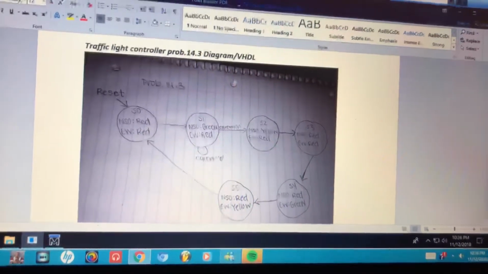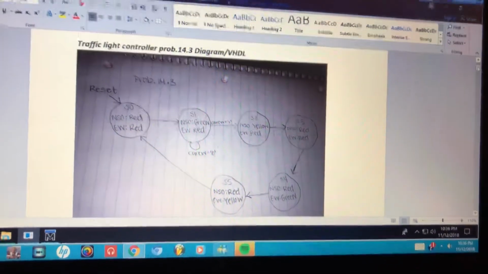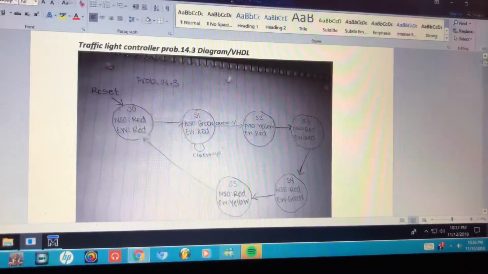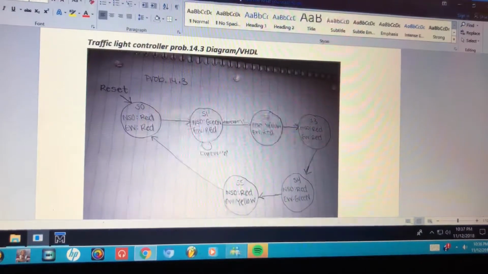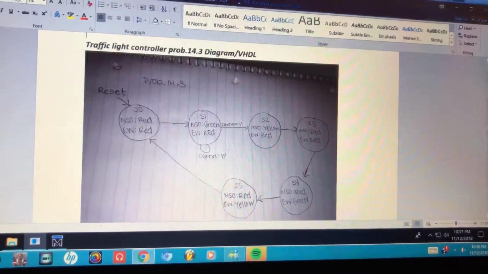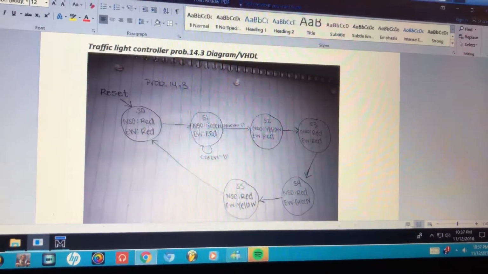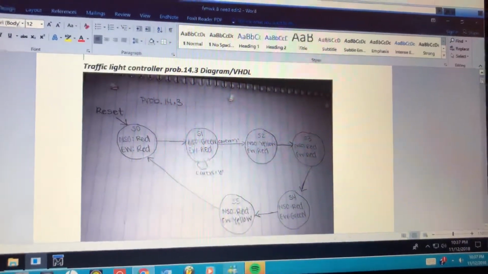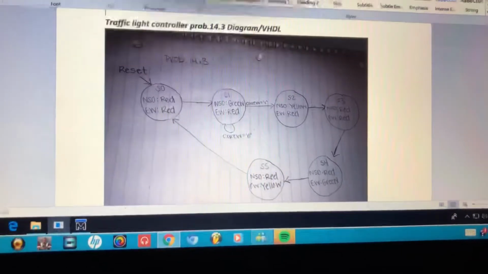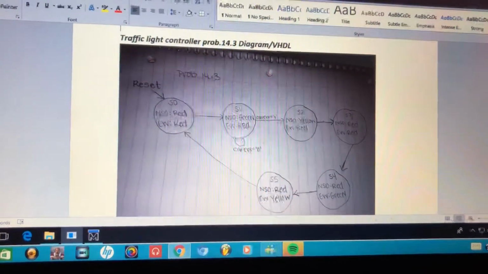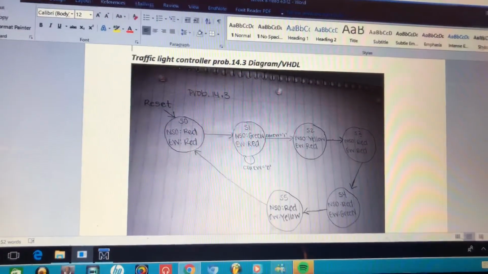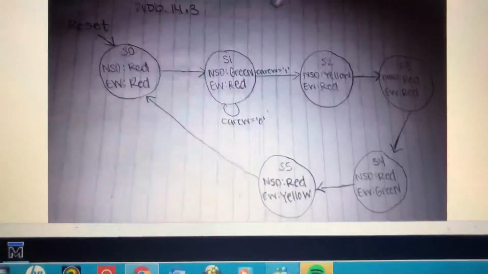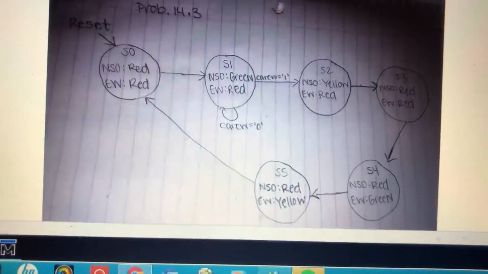So for part 1, homework 8, we have problem 14.3, where we were to add a state that will have a red light in both directions before transitioning to a green light. And then we also have a detector for our east-west direction. So here's my finite state machine.